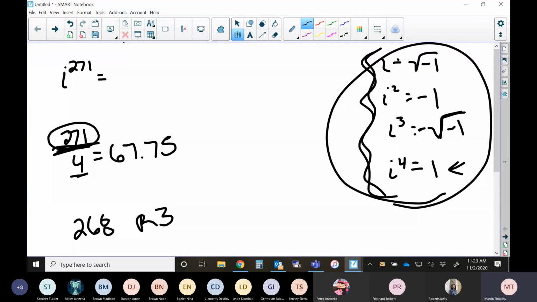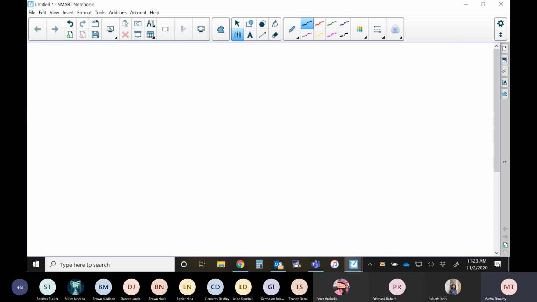When I subtract this number and this number, I get remainder 3, which tells me this is going to be equivalent to i to the 3rd, which is negative square root of -1. Try this one on your own.